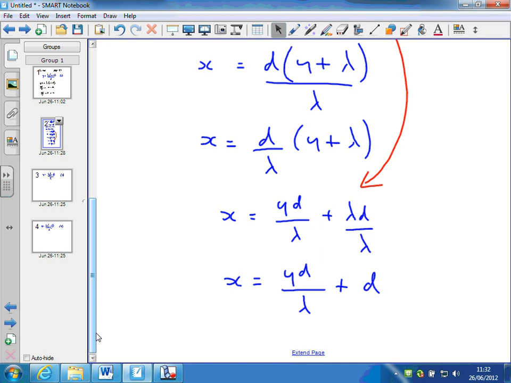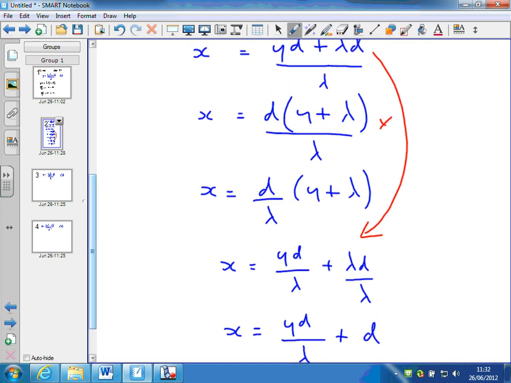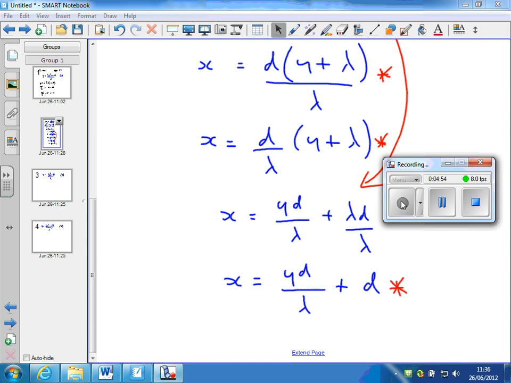Again, it doesn't matter which way you write the solution, whether you write it like this, or like this, or like this. They are the same answer. The importance, though, is that you can see that they are the same.